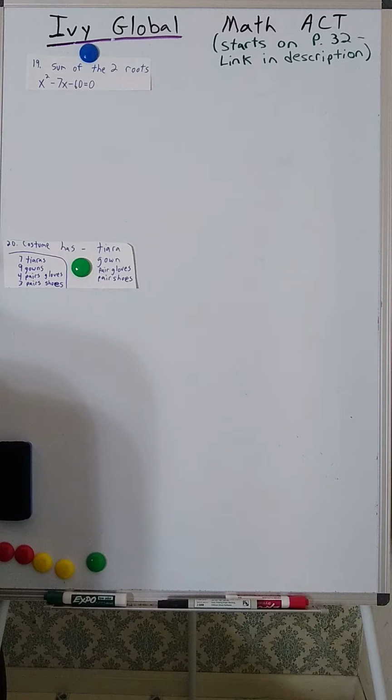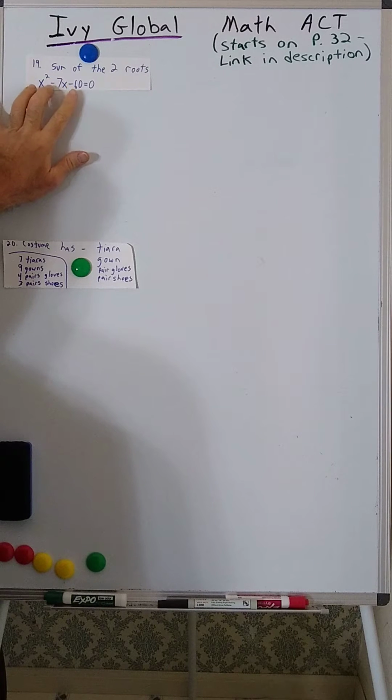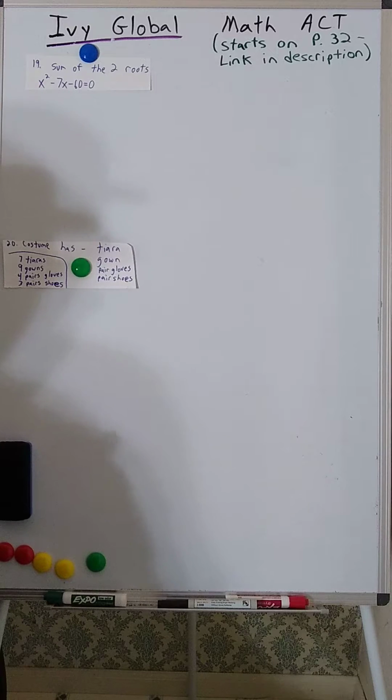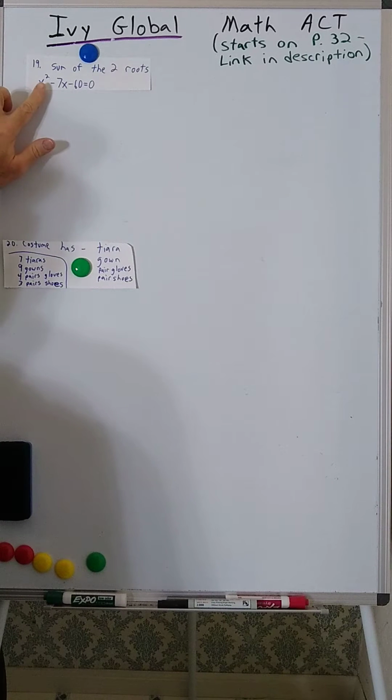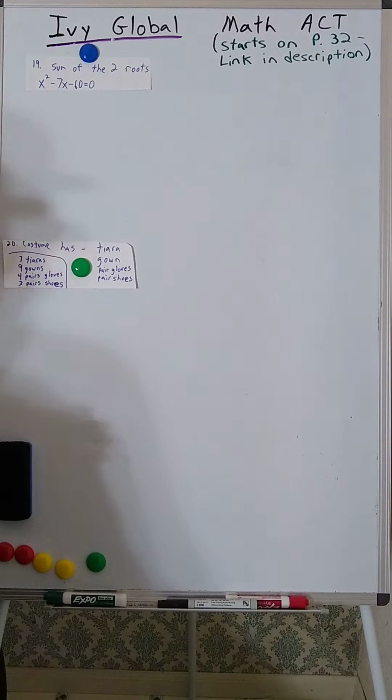Okay, what is the sum of the two roots? 19 says, what is the sum of the two roots of the equation x squared minus 7x minus 60 equals 0? Okay, so we want to see what values of x will make this equal to 0. Remember, with quadratics, a lot of them can be easily factored. So we want to think about this being in factored form.